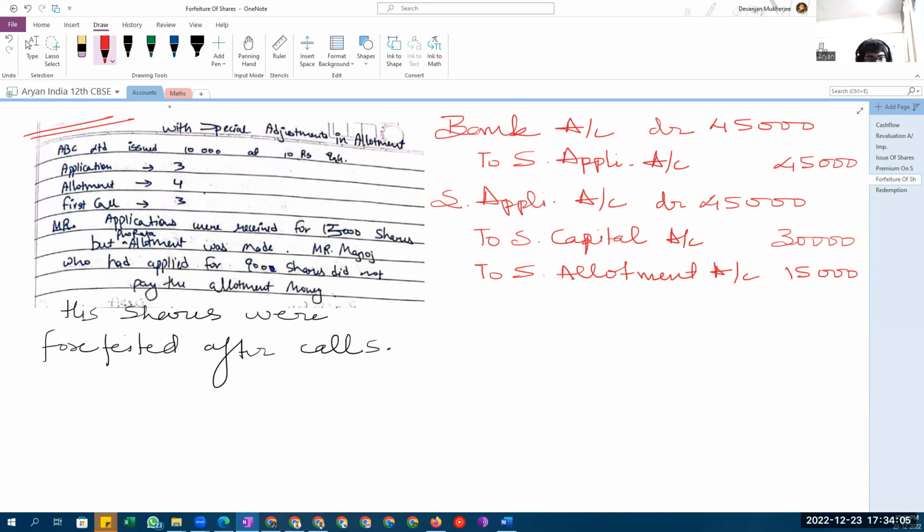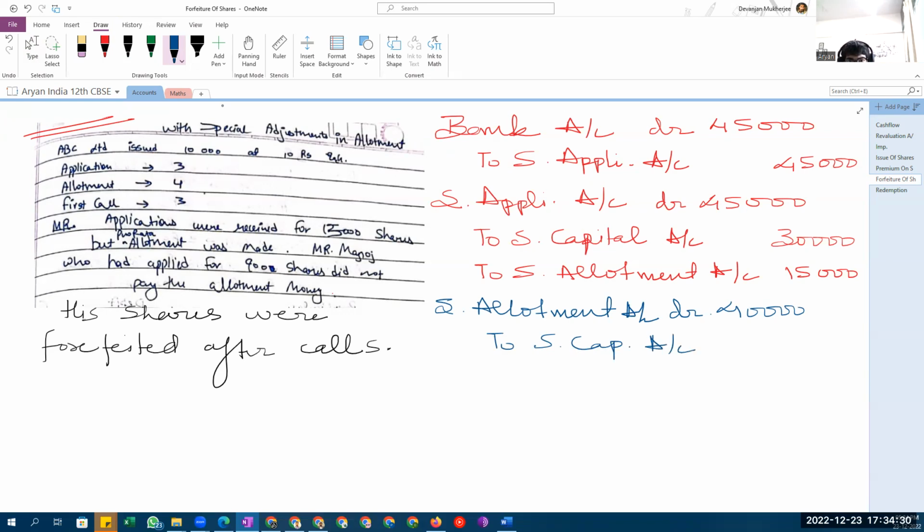Then the next is the allotment. So that will be share allotment account debit 40,000, 4 rupees for 10,000 shares, to share capital account 40,000. There is no premium here directly, but we'll get less money in the bank.